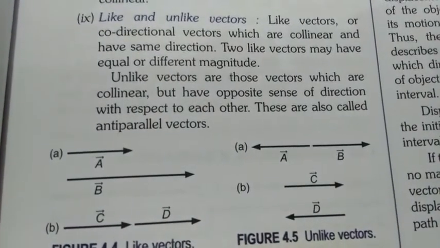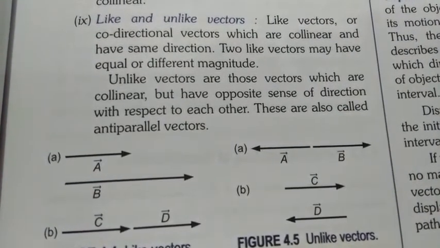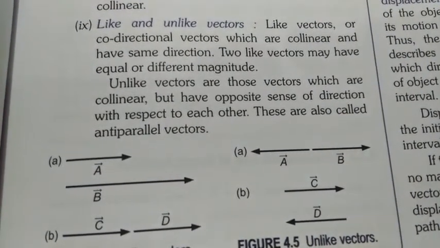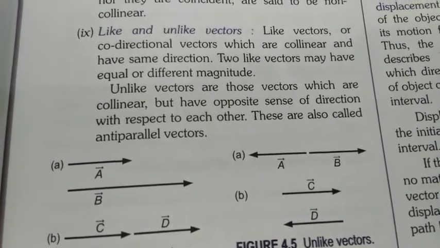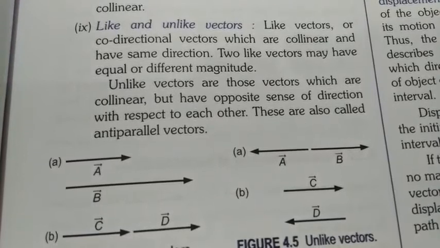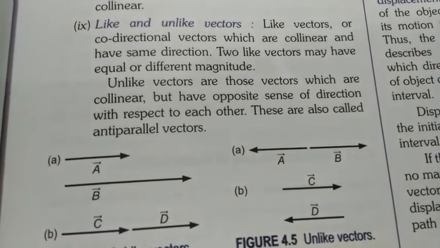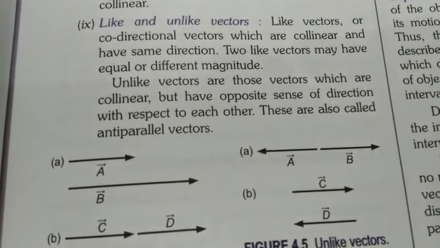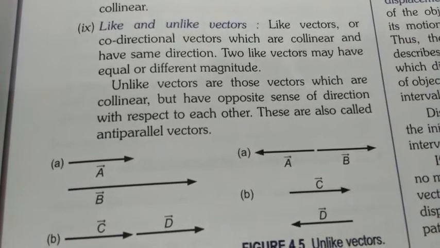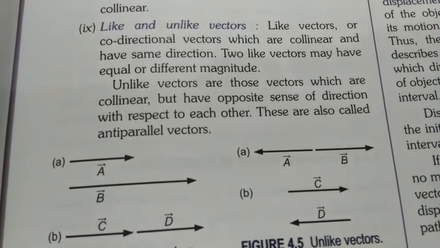Next is like and unlike vectors. Like vectors, or co-directional vectors, as the name suggests, are collinear and have the same direction. Two like vectors may have equal or different magnitudes, but their directions are always the same. Unlike vectors are those vectors which are collinear but have opposite sense of direction.